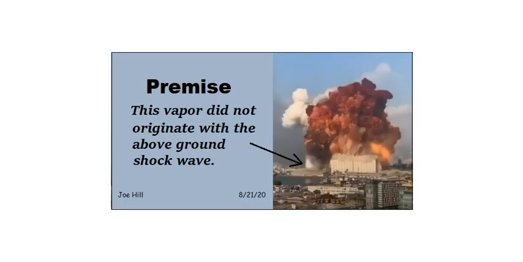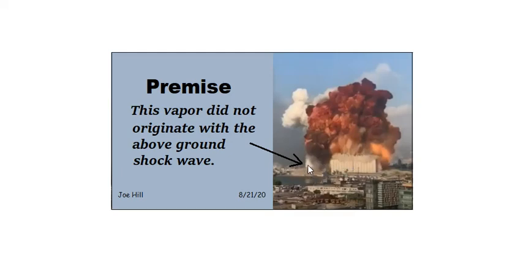The reason I'm doing these videos on the Beirut explosion is because of this anomaly right here. I've been able to look at it closer since my last videos with a different video from a view out in the port from a ship. And it offers a lot more detail of what's going on in the explosion, and we can determine that this vapor that's coming up right here was not created by the above ground shock wave.